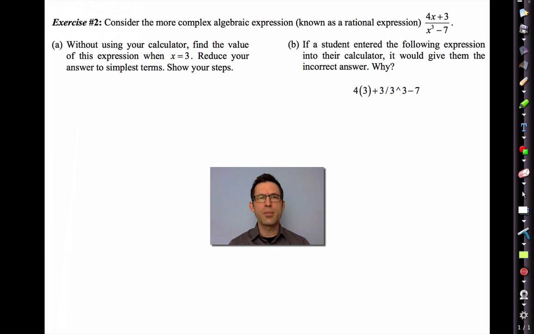Exercise 2, a little more complicated. Consider the more complex algebraic expression, known as a rational expression, 4x plus 3 divided by x cubed, or x to the third, minus 7. Letter A says, without using your calculator, find the value of this expression when x is equal to 3. Reduce your answer to simplest terms, show your steps. See if you're ready for this. Pause the video now and see if you can figure out what the value of this expression is when x is equal to 3. Again, don't use your calculator.